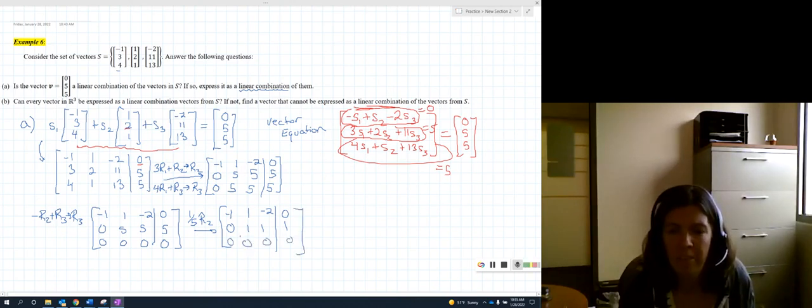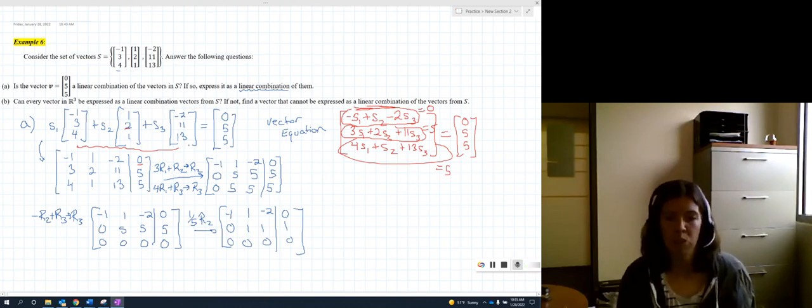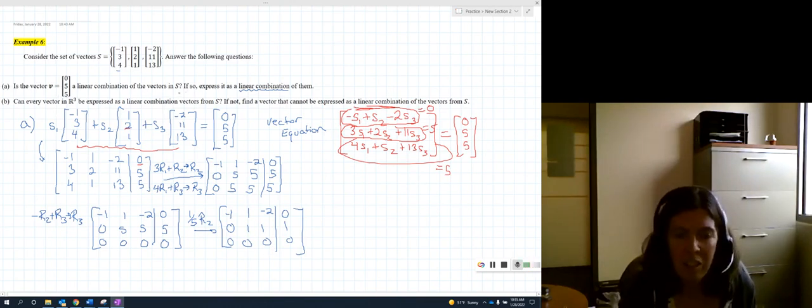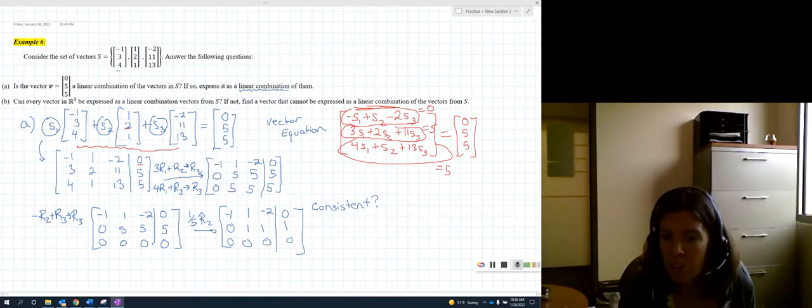Okay, now at this point I could answer the first question. Is this vector a linear combination? Well, that's just a matter of: can I find scalars S1, S2, S3 that satisfy this equation? In other words, does this matrix represent a consistent system? Is there any solution at all? And the answer here is yes.